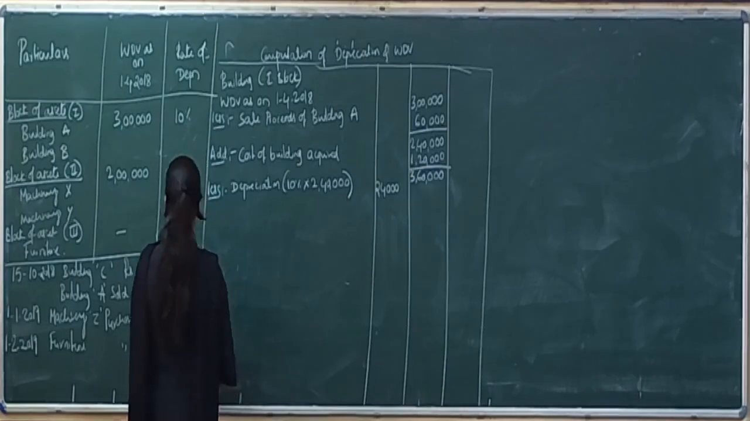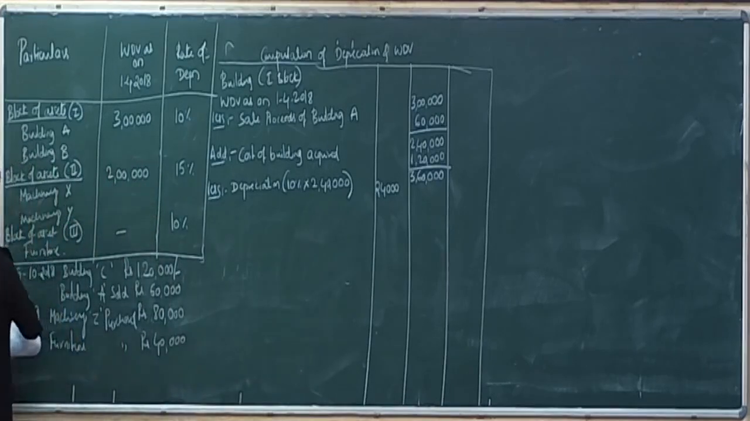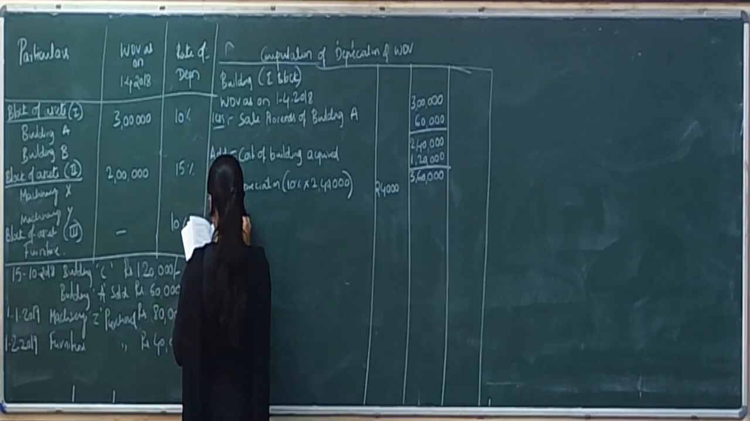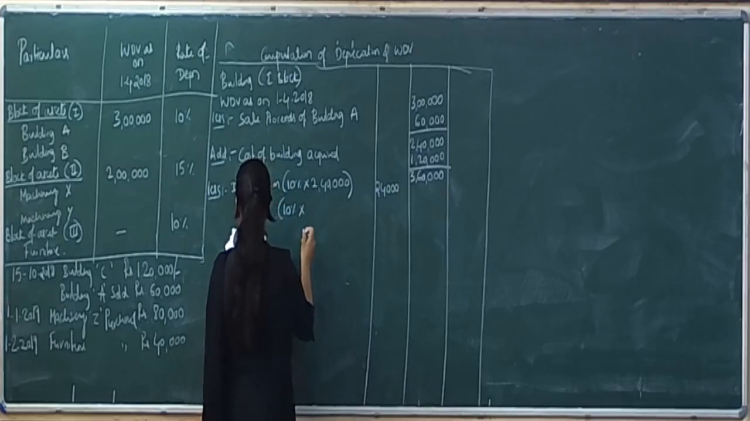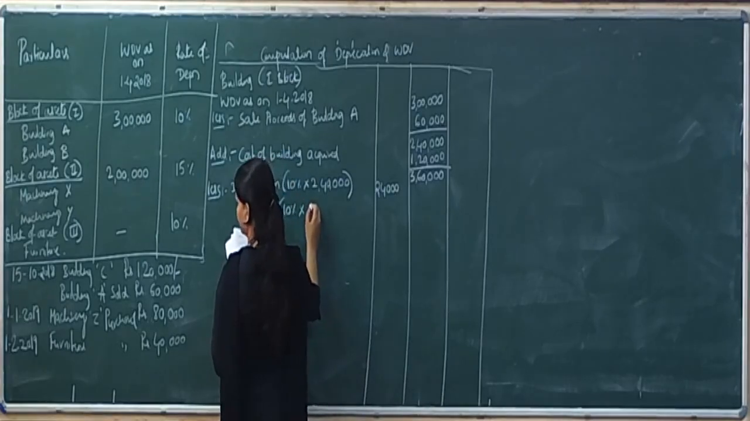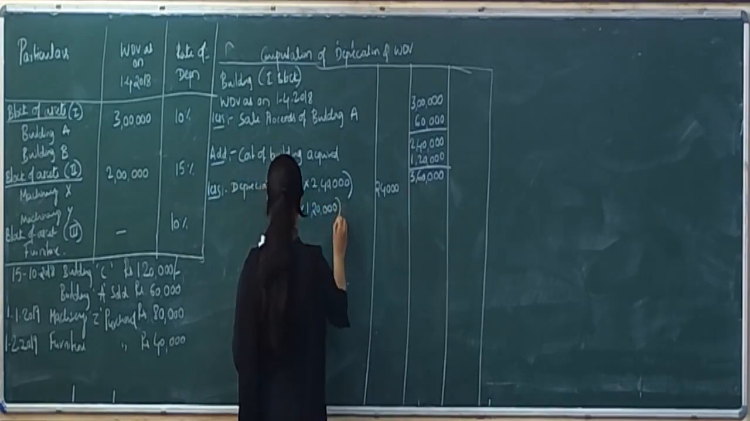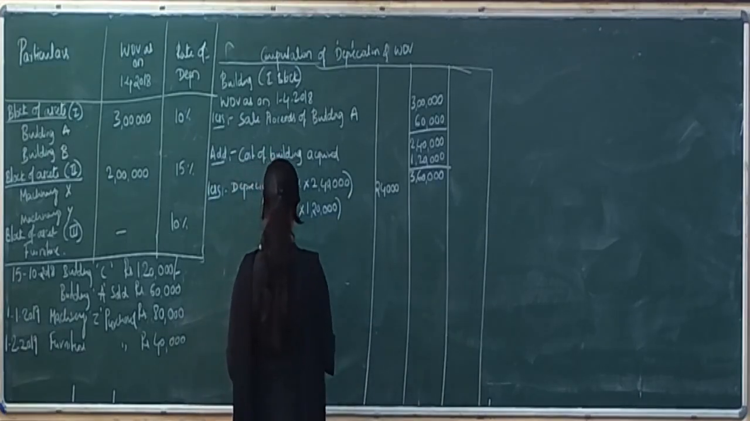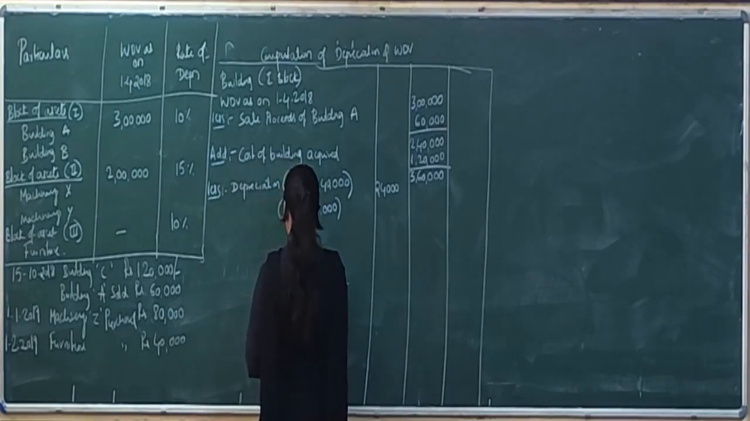Next one, we have 10% on this, and building C was purchased for rupees 1,20,000. So here we write cost of building C, that is depreciation.